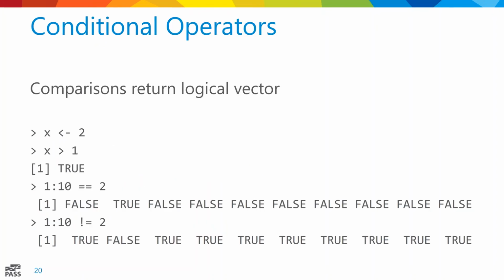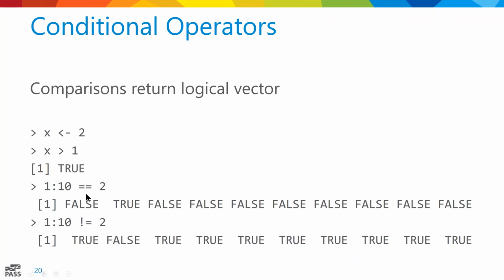So conditional operators, every programming language has them. So in R, the way that kind of looks, create a variable called x equal to 2, and then I want to say is x greater than 1. That's true, right? And then I'm going to create a vector with values 1 through 10 here, and I want to return where it's equal to 2. So let's see which one's equal to 2. So I have 1, 2, that's true, and then 3, 4, 5.